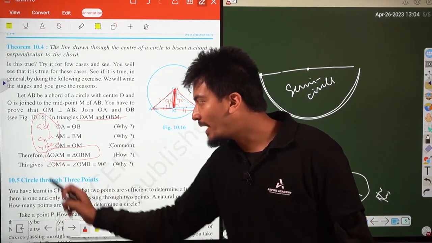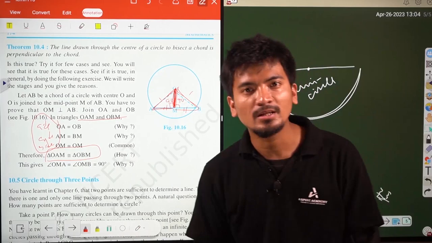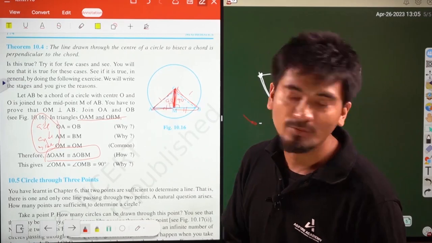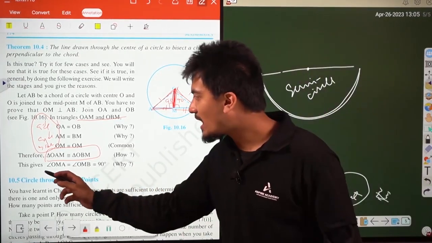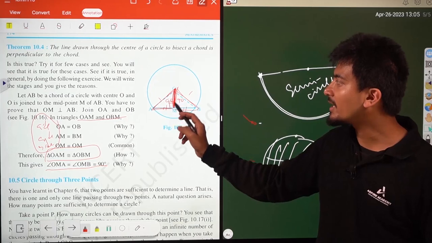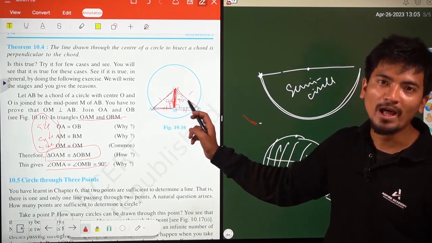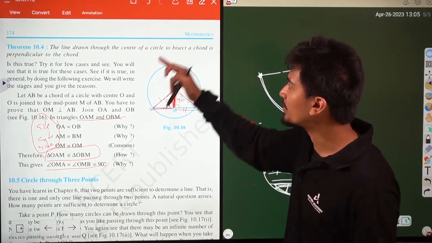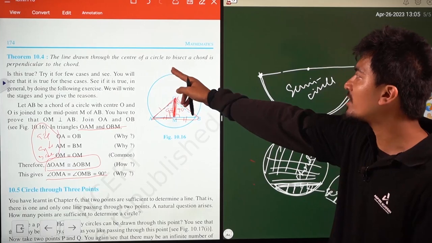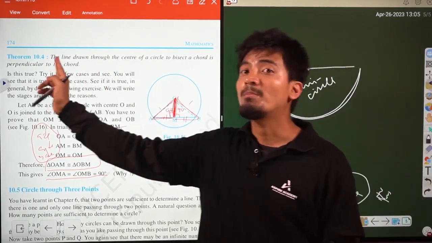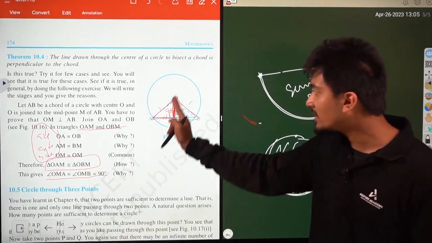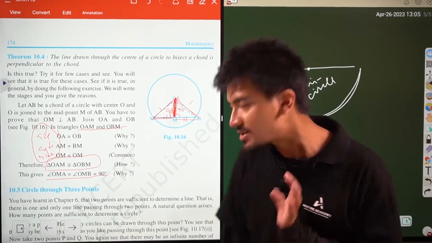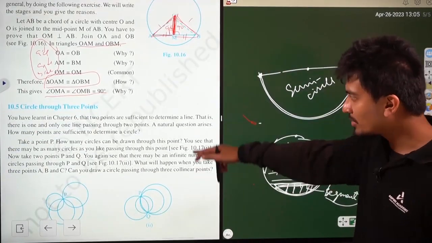are congruent, right? And we already know that by corresponding parts of congruent triangles, that is the CPCT rule, their angles are always equal. So therefore, this angle OMA is equal to OMB, which is equal to 90 degrees. Understood? So this is the proof of the theorem: the line drawn through the center of a circle to bisect the chord is perpendicular to the chord. So we have proved that this OM is the perpendicular bisector of AB. Understood? Okay. Moving on to the next part.